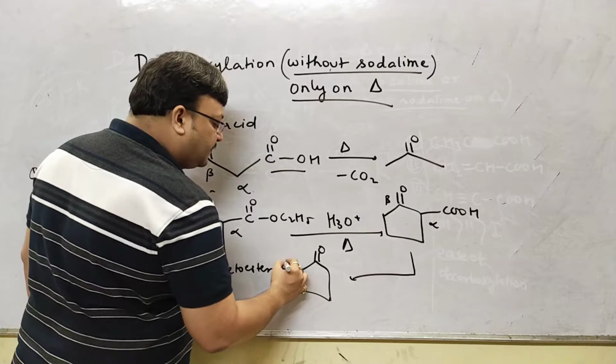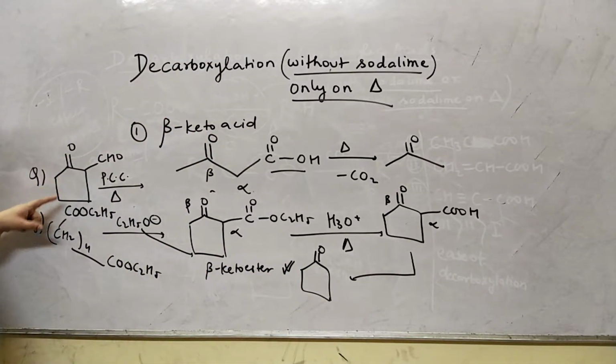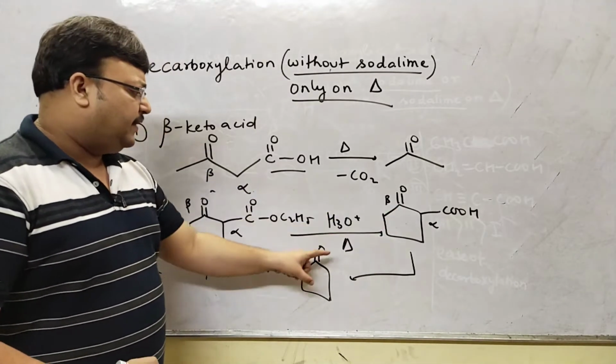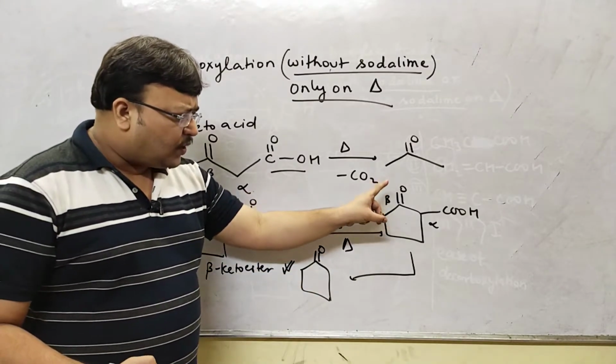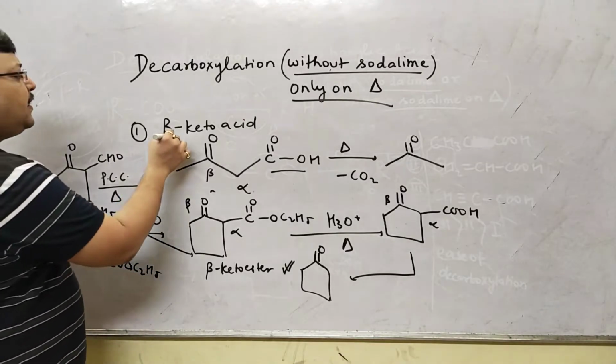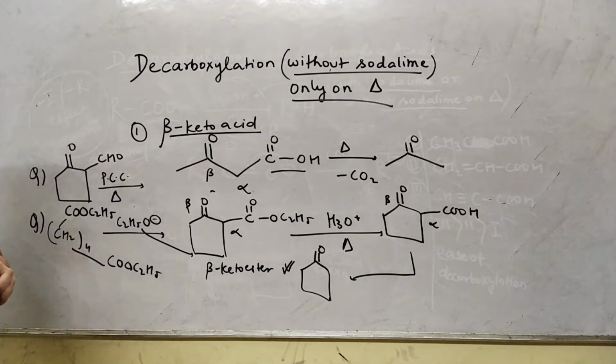This will be the right answer whether it's a question of this kind or whether it's a question of this kind. Now naturally, every time you get a compound like this, if there is heating involved, you will want to identify this as a beta keto acid, and this is my first compound, beta keto acid, which decarboxylates without soda lime mixture. We'll talk about the second molecule now.